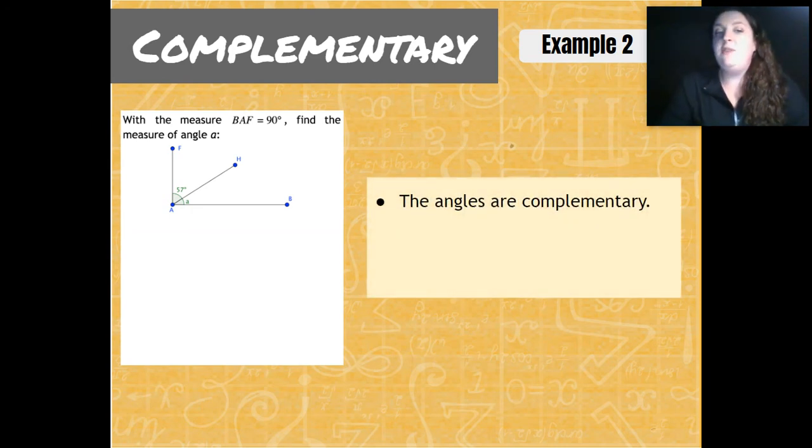But another way, if you didn't realize that as you read the question, is to do the math. So you know that the one angle is 57 degrees, right? Your total is 90. You're looking for little a. 90 minus 57 gives you what? If you said 33, you are correct.